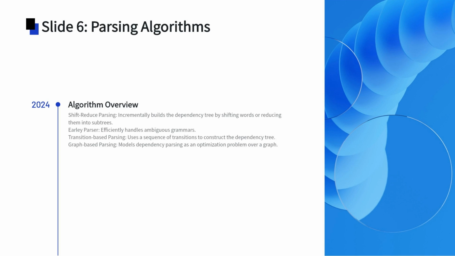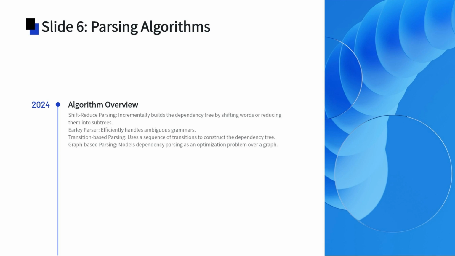Transition-based parsing. This approach uses a sequence of transitions, actions, to build the tree, such as shifting a word onto a stack or reducing a subtree. It is efficient and suitable for online parsing. Graph-based parsing. This models dependency parsing as an optimization problem over a graph, where edges represent possible dependencies, and the best parsing is obtained by finding the optimal graph structure.